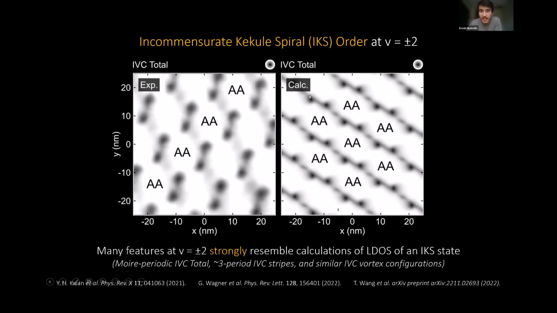So for this family of states, one of them is chosen to be calculated in local density of states as a function of position, and then we run the local order parameter analysis on that calculation and compare directly to the same procedure run on experiment. And we find that IVC total, the strength of the R3 pattern, is Moiré periodic in both. In both, we see these deep suppressions near the AB and BA regions of the Moiré superlattice.